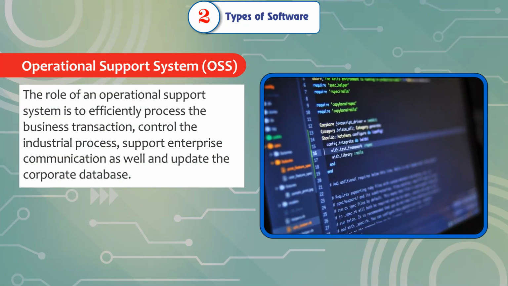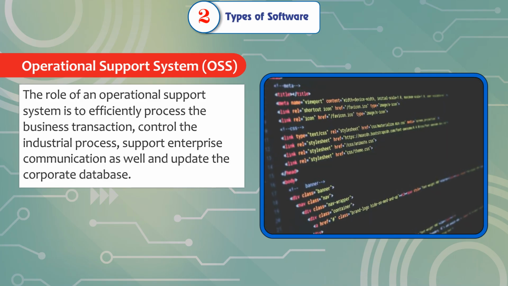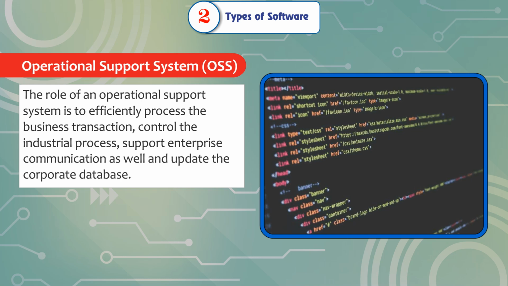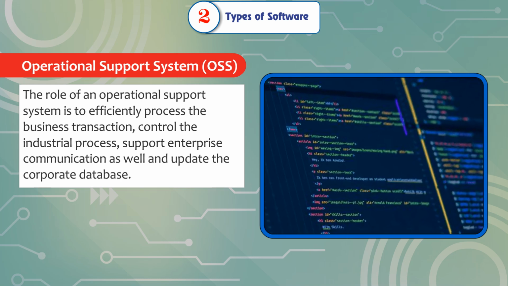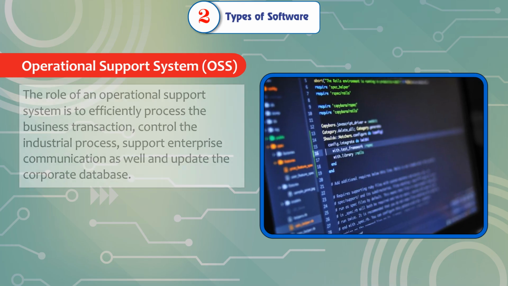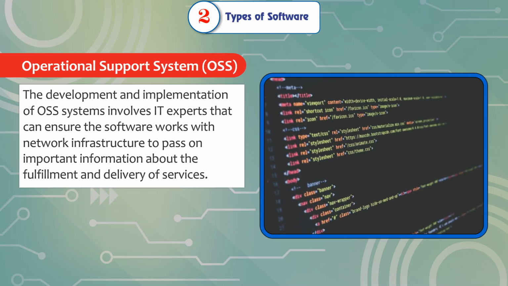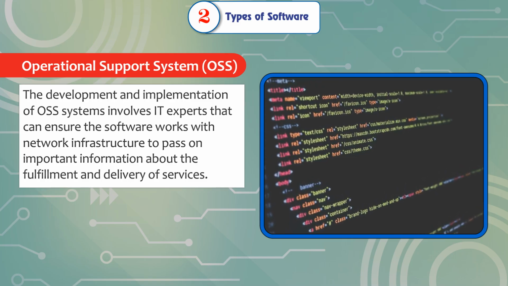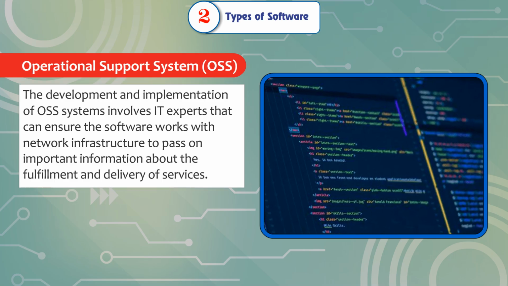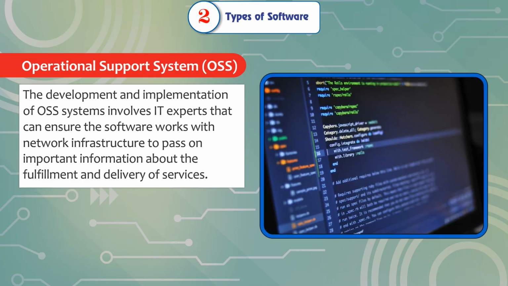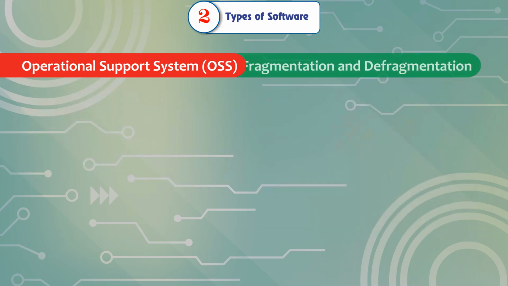The role of an operational support system is to efficiently process business transactions, control the industrial process, support enterprise communication as well, and update the corporate database. The development and implementation of OSS systems involves IT experts who can ensure the software works with network infrastructure to pass on important information about the fulfillment and delivery of services.